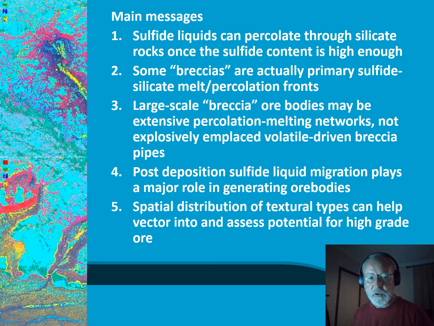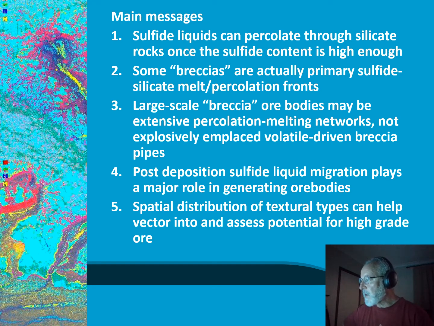So that's really the story. I'll just leave you with this summary, these main messages that you can just as well read for yourself. Basically, sulfide liquids can percolate through silicate rocks once the sulfide content's high enough. Some breccias are actually primary sulfide-silicate melt percolation fronts. I say some because not all of them are. Large-scale breccia ore bodies may actually be extensive percolation melting networks. They're not explosively emplaced, volatile-driven breccia pipes. They're a result of relatively passive, relatively slow injection of sulfide into country rocks.